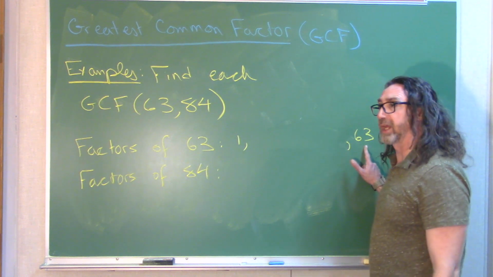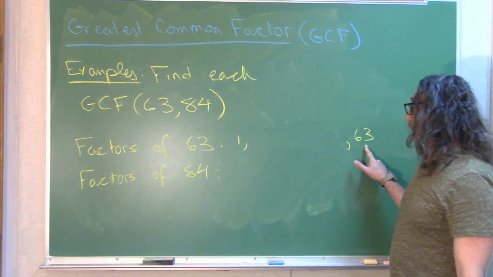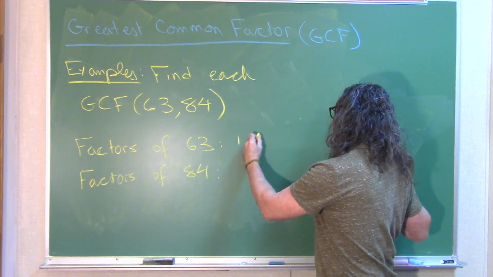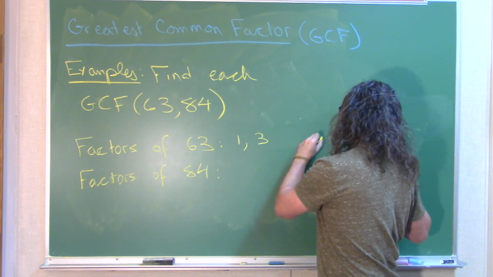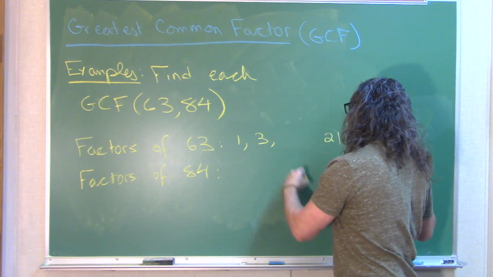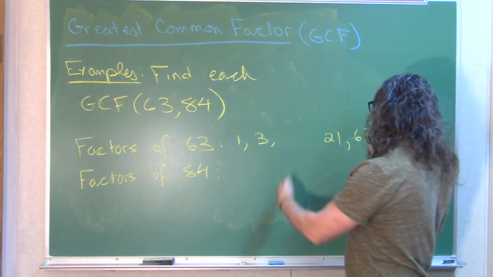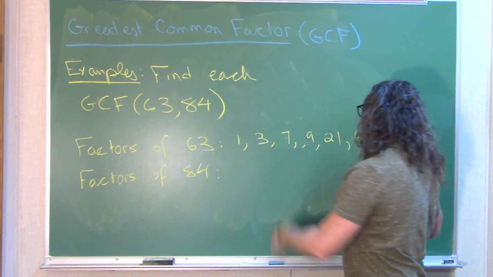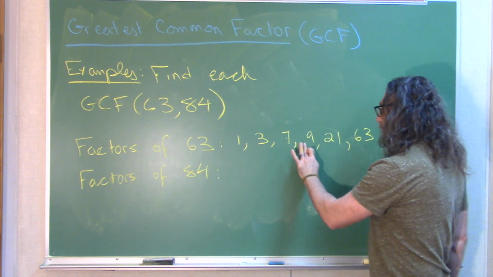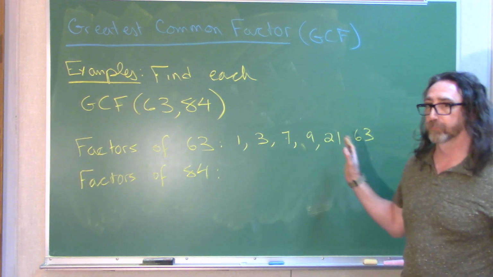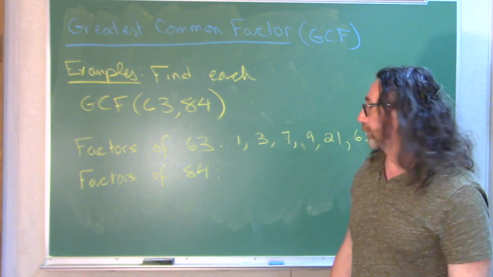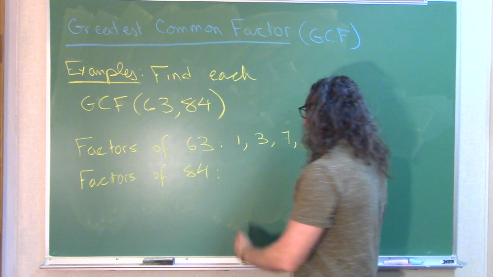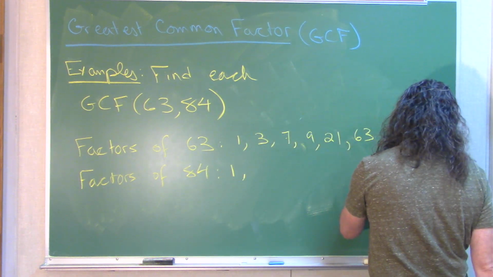This is divisible by 3. Both of the digits are, so the number 63 is divisible by 3. So it's 3 times 21. It's also divisible by 7. It's 7 times 9. I think these might be all the factors of 63: 1, 3, 7, 9, 21, and 63. Okay, so let's look at 84.